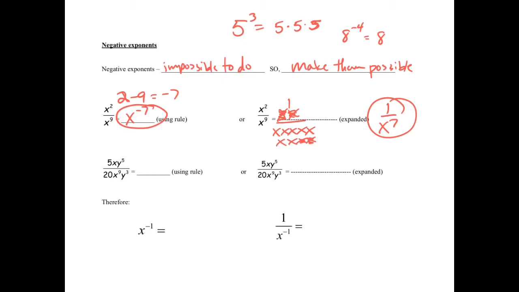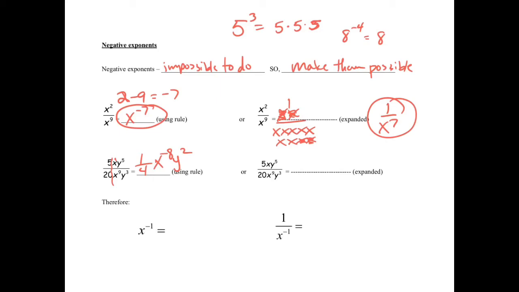So let's look at the second example. 5xy to the 5th divided by 20x to the 9th y to the 3rd. If we start by taking the 5 over 20 and reducing it, that gives us 1/4. We then look at the x's. That's x to the first over x to the 9th, so that's 1 minus 9, or x to the negative 8th. And if we look at the y's, we have 5 minus 3, which is y squared. So we have 1/4 x to the negative 8th, y to the 2nd.